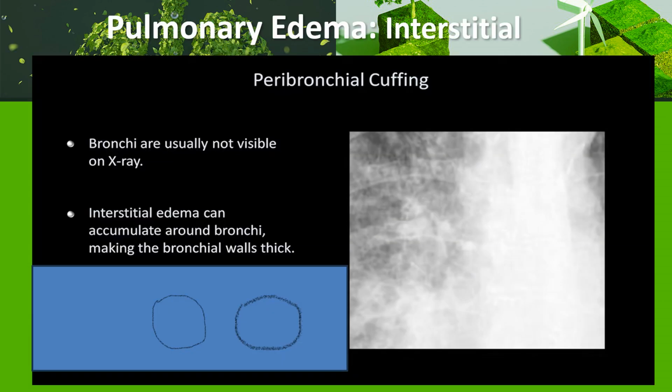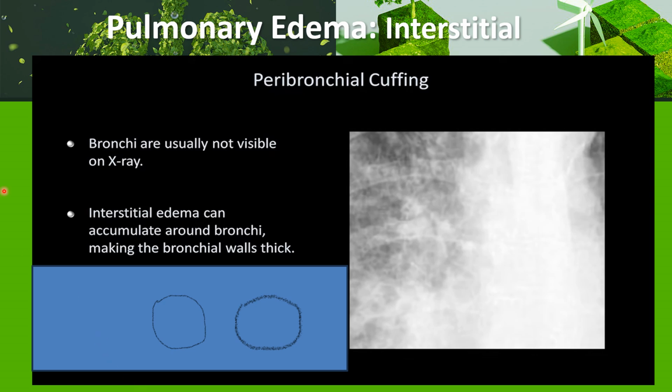As the hydrostatic pressure increases, fluid will extravasate from the capillary endothelium into the interstitial space and accumulate around the bronchi, and the bronchial wall becomes thick. So the second stage of pulmonary edema has started, that is interstitial edema.